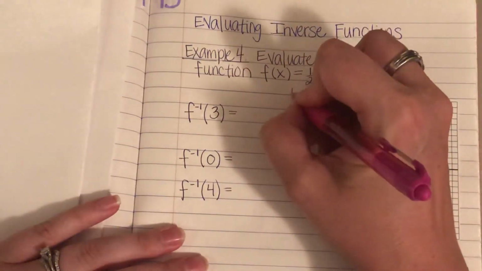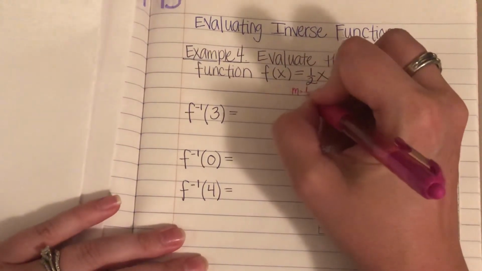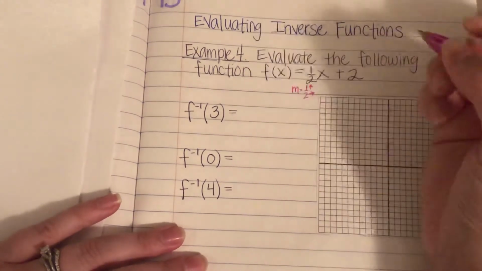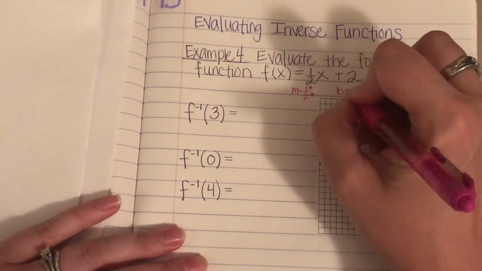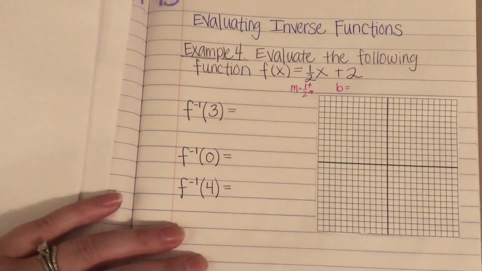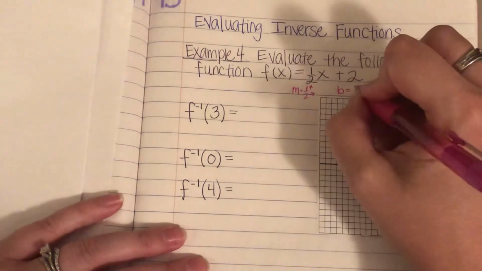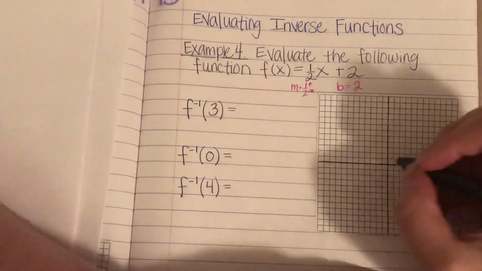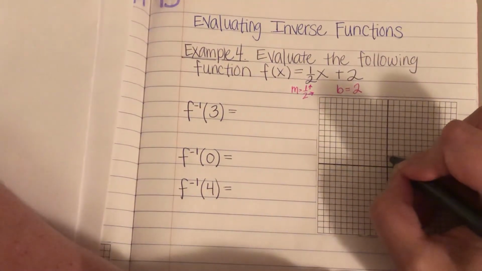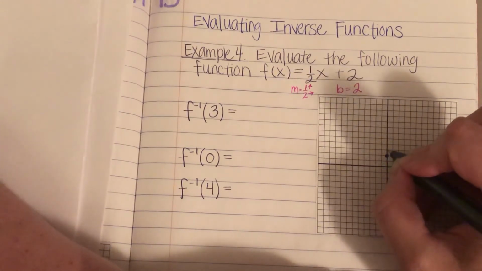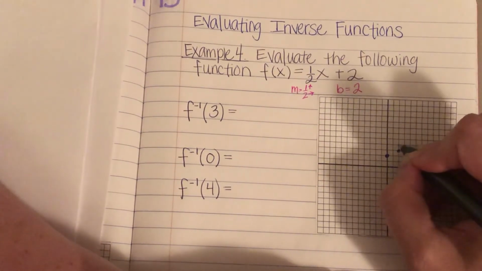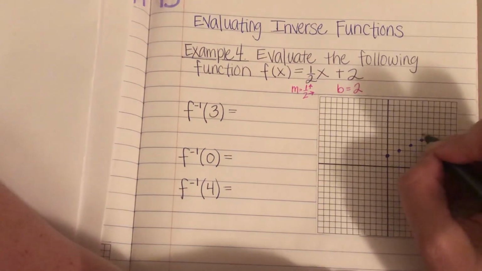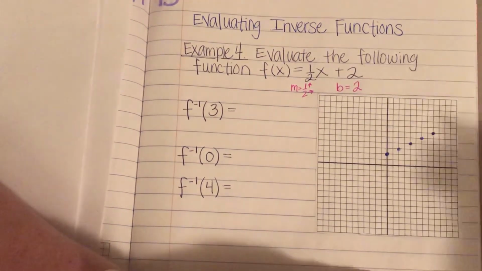So remember, my slope is 1/2, so I'm going to go up 1, 2 to the right, or opposite, I'm going to go down 1, 2 to the left. My y-intercept is 2, and that's where I'm going to start. Okay, so my y-intercept is 2. I'm going to go up 1, 2 to the right, up 1, 2 to the right, up 1, 2 to the right, and I could keep going.